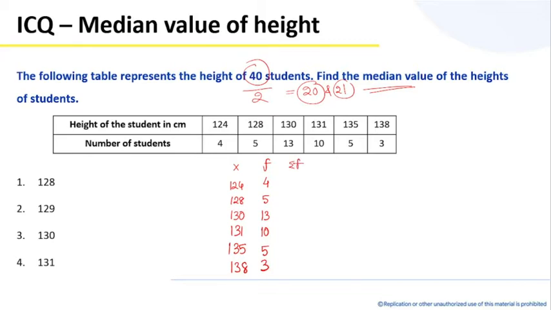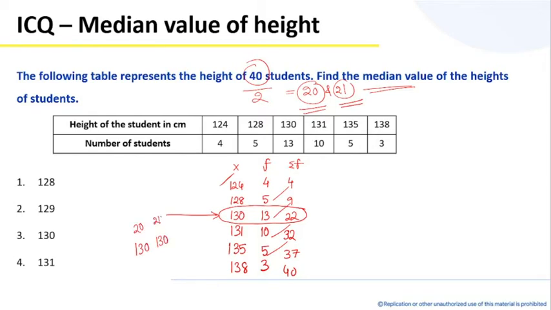So let me look at the cumulative frequency. There are 4 plus 5 is 9, 9 plus 13 is 22. In fact, I don't need to really look at all of them. 32, 37, 40. So if you look, definitely the observations number 20 and 21 fall in this. So what is the value going to be? The 20th observation is 130, and the 21st observation is also going to be 130. So what is the median of it? The median is the average of the two, which is also going to be 130. Yes, all of you are absolutely right. So 130 is absolutely right. Why is it 130?